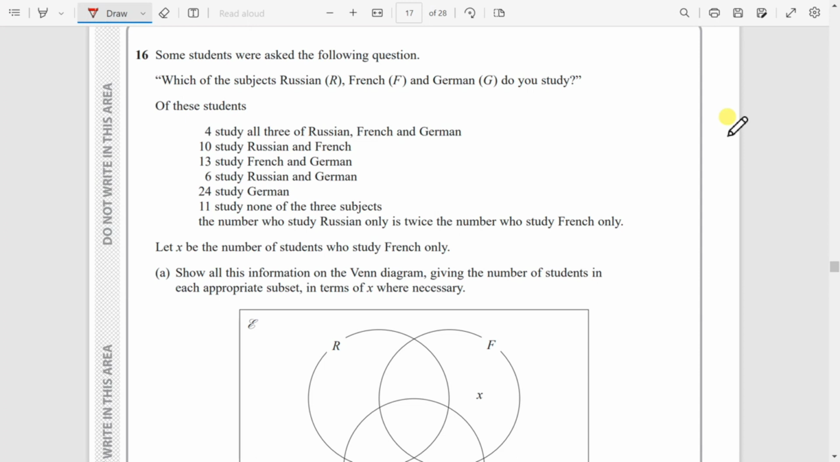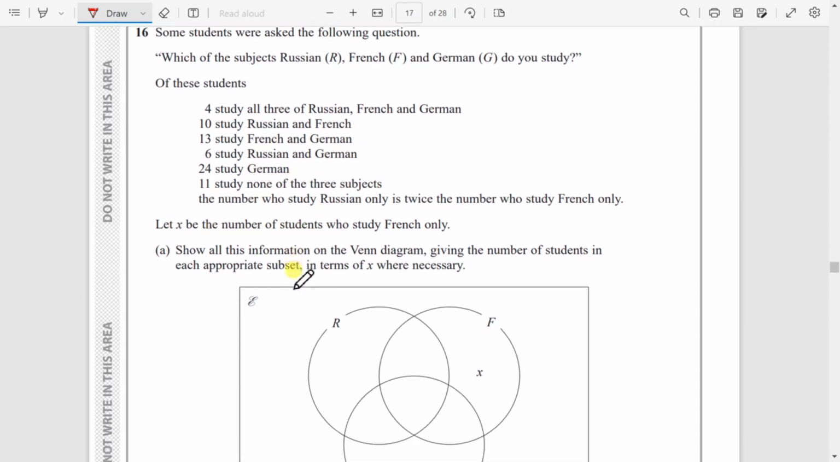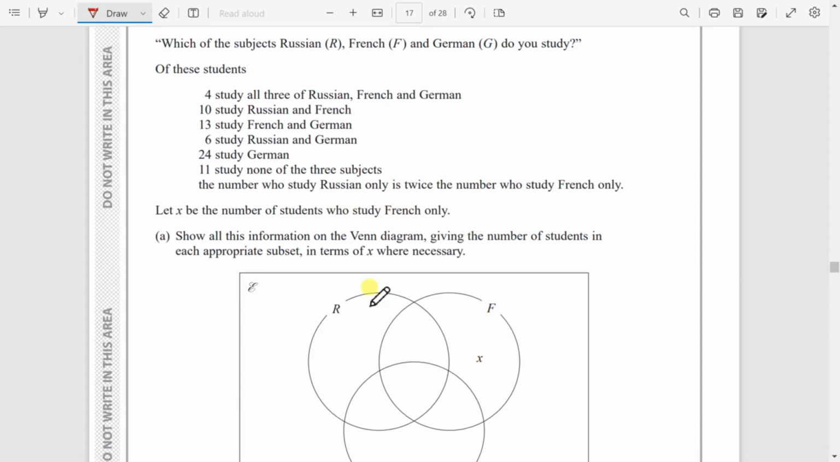So number 16. Some students will ask the following question: which of the subjects, Russian, French, and German, do you study? Of these students, 4 study all 3 of Russian, French, and German, 10 study Russian and French, 13 study French and German, and so on. Now, let's go straight to the main question. Let X be the number of students who study French only. Okay, interesting, so just French.